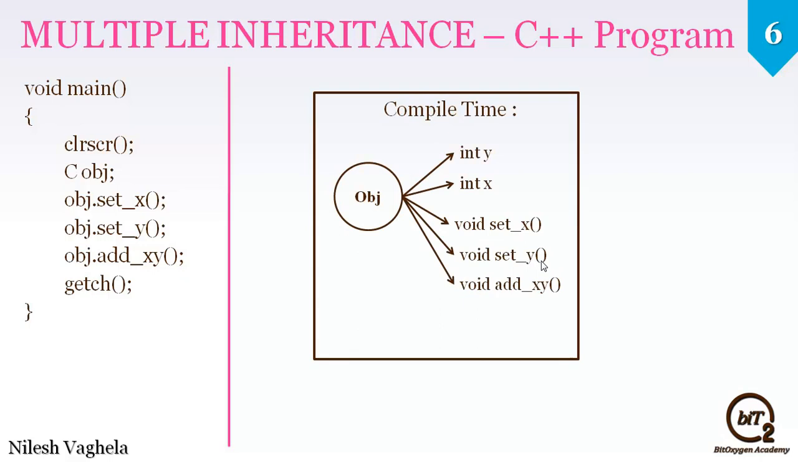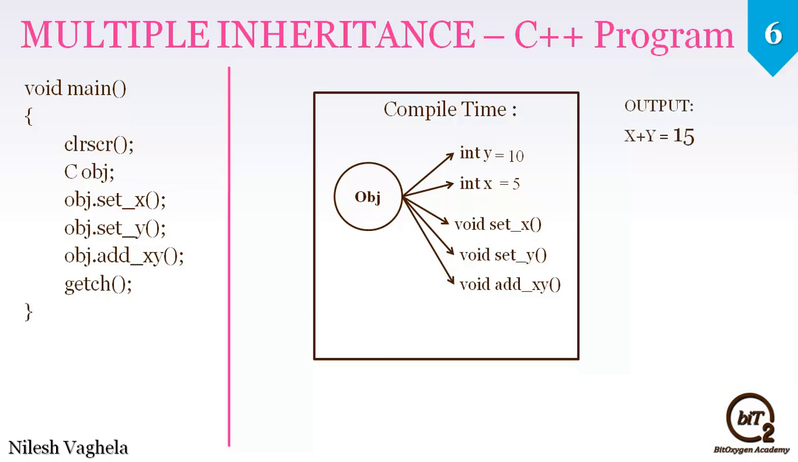So for an example, we have run this program and set_x is called, so it will wait for user input to store the data into x, and we have entered 5. Then it will go for set_y and wait for the input of y. We have entered 10, and then it will call add_xy, and it will print addition of x plus y. So the output will be x plus y equals 15.